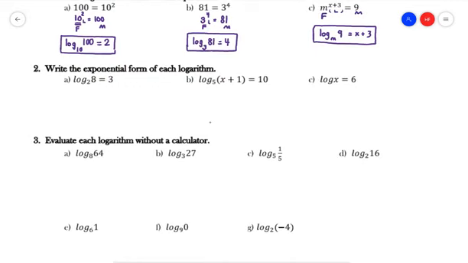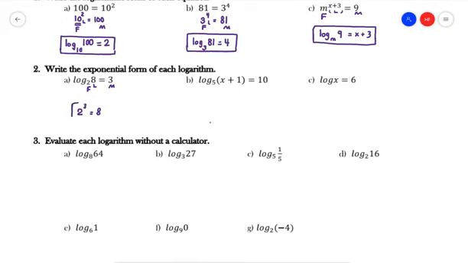Then when we are working the other way and we're writing them as logs, it's the same thing where we've got first, then last, then middle. So here we would have 2 to the power of 3 is equal to 8. First, all of this is last, middle. 5 to the power of 10 is equal to x plus 1.